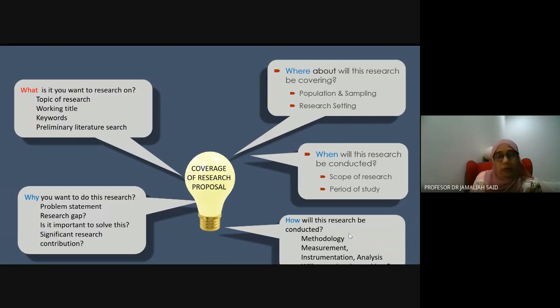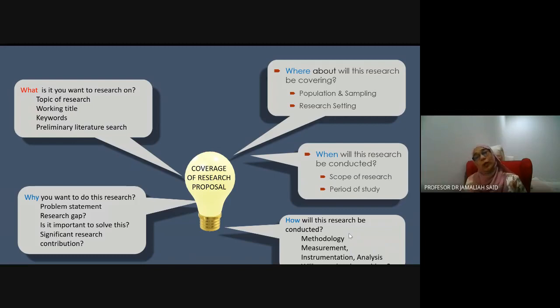And from the population, of course, you have to do sampling. It's not very likely you are going to cover the whole population, but some studies did cover the whole population, especially if it involves secondary data analysis where the data are available. Okay. So that is the setting of your study, to answer the question of where.